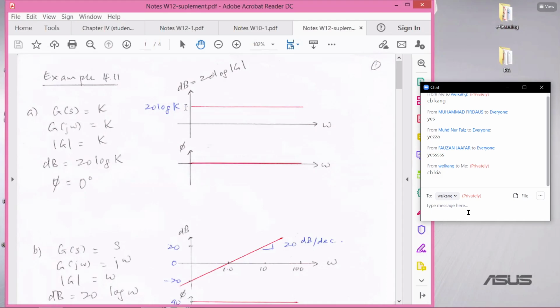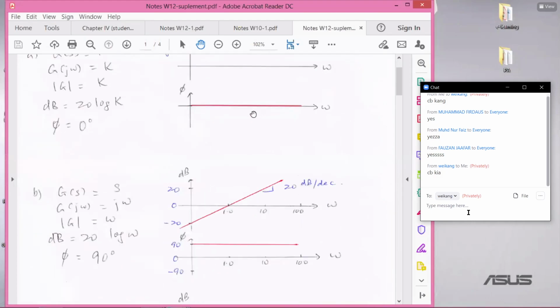So now your magnitude is just a constant horizontal line, and the value depends on the value of k, 20 log k, whatever k is. If k is equal to 2, this is 20 log 2. If k is equal to 5, this is 20 log 5. It is just a straight line, just like that. And the phase angle is always 0. So if you have a constant term in your transfer function, all you have to do is add this horizontal line to your curve, and the phase angle is equal to 0. So that is quite simple, right? This is why I call it the straight line approximation. And then let's go to part B.